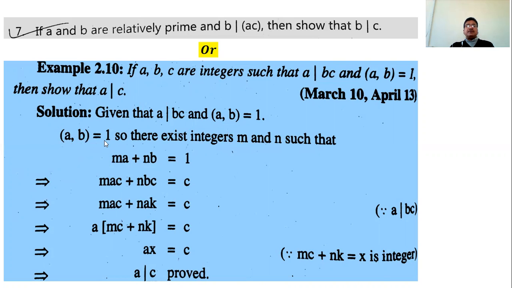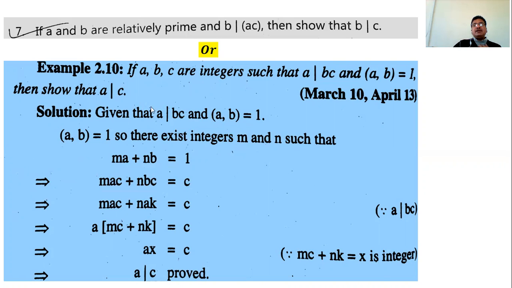Because suppose the greatest common divisor of A and B is D, then D is expressed in the form A into some integer, that is x or m, plus B into y or n. So the greatest common divisor of A and B is 1, and therefore 1 is expressed in the form MA plus NB. So write MA plus NB is equal to 1. Then multiplying by C, what do we have? MAC plus NBC is equal to C.